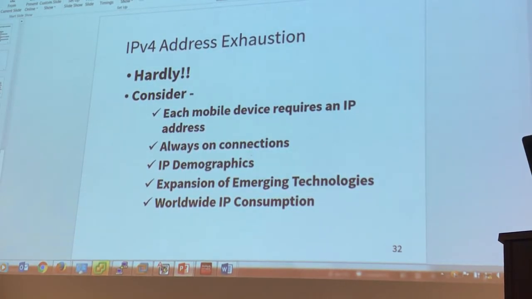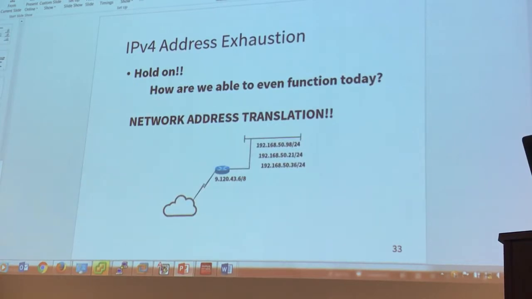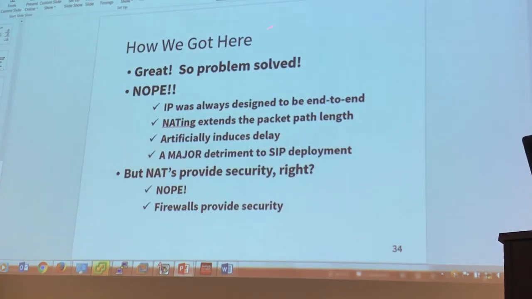So we are in trouble, although that hasn't happened as quickly as people are saying. We're able to do things right now with that many IP addresses because we have network address translation, and we convert from private to public. That doesn't completely solve the problem, especially if you're using SIP, because NAT extends the packet path length, and in SIP that induces a delay. Barely noticeable, but it's there.